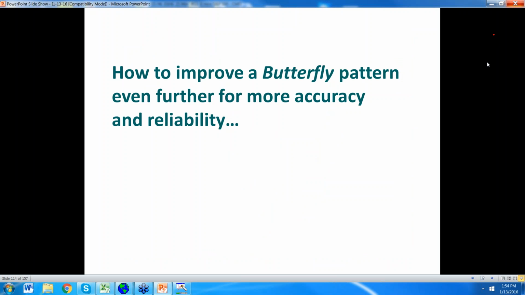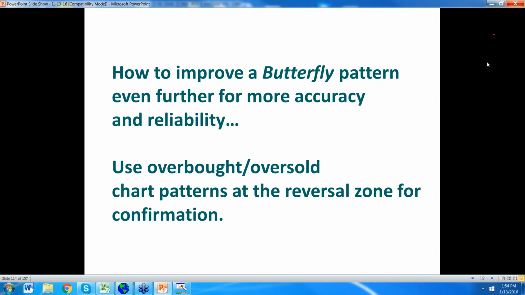Let's talk about how to improve a butterfly pattern even further for more accuracy and reliability. Remember, what I just showed you there was a butterfly, a measure move within a measure move, with the inner one being deep, right? Now, if you just Google butterfly chart patterns, that's what you get. But for me, that's not good enough. We want to improve a butterfly pattern even further, okay? So your batting average will be much higher, and you can get a bigger move in your favor. Plus, you get more reliability and more accuracy in terms of finding out where that turn would be, okay?